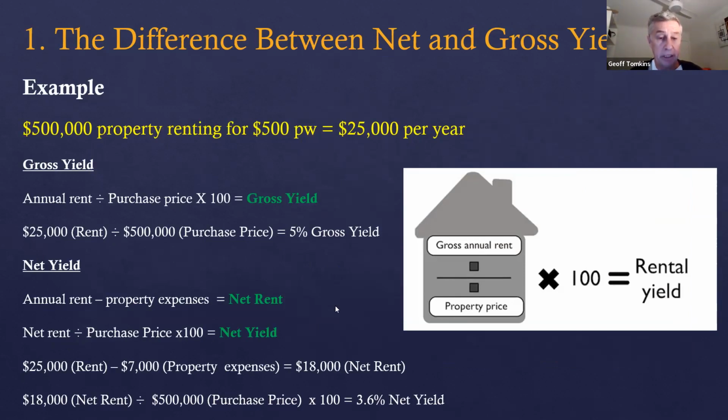To calculate the net yield, we take the annual rent, the $25,000, then we subtract the annual property expenses, and we're going to go through those in a bit more detail. But on that property, it's going to be somewhere around that $7,000 figure. That leaves us with an $18,000 net annual rental income from the property. Now we divide the 18,000 by the 500,000 purchase price, multiply it by 100, and it gives us a 3.6% net yield. So now you can see the difference.